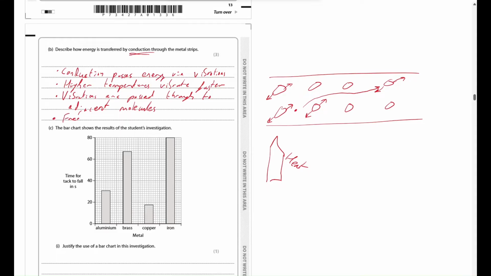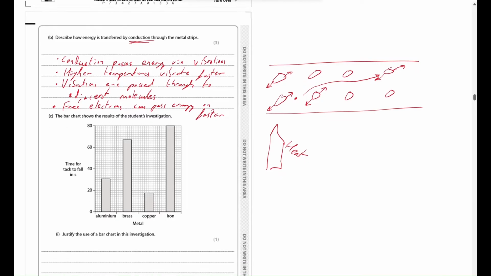And then given it's a metal, you could talk about the free electrons as well. So the free electrons can move really quickly. Delocalized electrons might be the phrase you use in chemistry. The free electrons can pass energy really fast. They can move through the particles really fast.